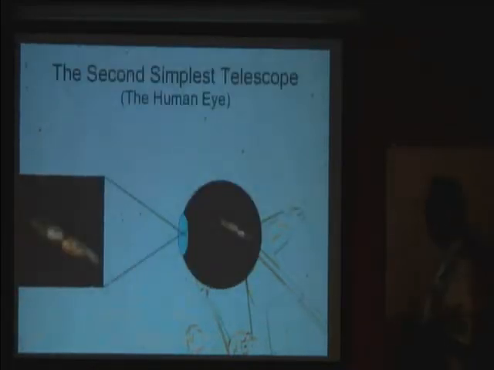So here's the second simplest telescope, the human eye. Everyone is carrying around a simple telescope with them right now. In fact, two of them, your eyes. At the front of our eyes, there's a lens. You've all heard this in science class. That lens is going to form an image on the back of the eye. It goes through the lens and forms an image on the back of the eye.